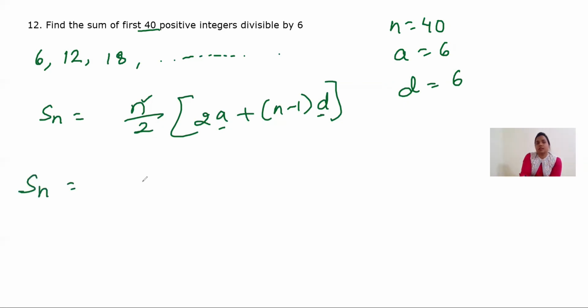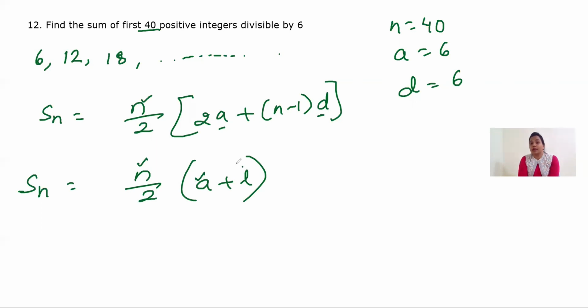And the second one, Sn is equal to n by 2 times (A plus L). We can use this also. How? We have n, we have A, and how can we find L?